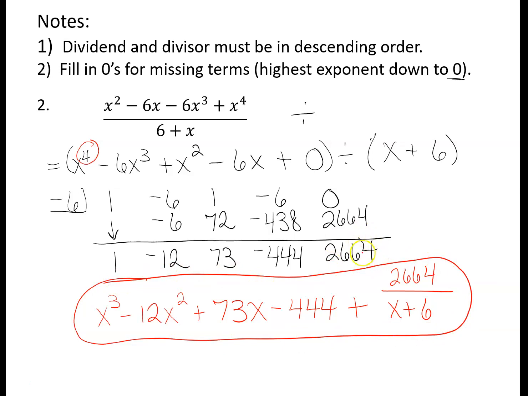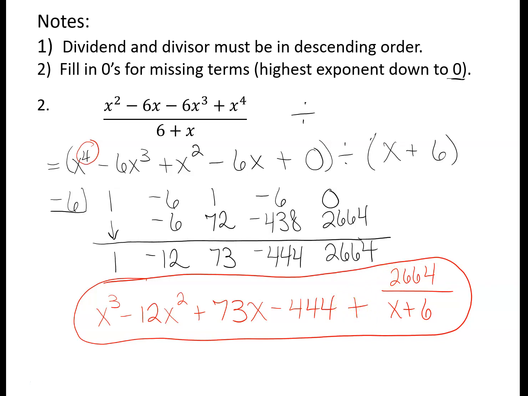Sometimes the remainder may be negative. If this had been a negative 2,664, you can still put the addition and just stick the negative sign up there on the top. Or you could, instead of putting addition here, put the minus sign out in front of your fraction. So you can either stick it on the top plus a negative, or you can just put a minus sign here.